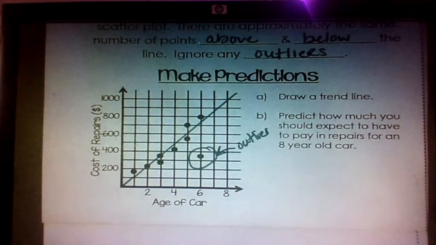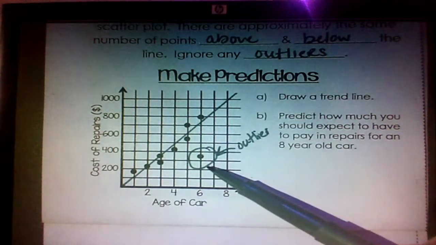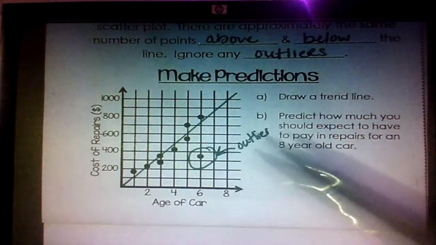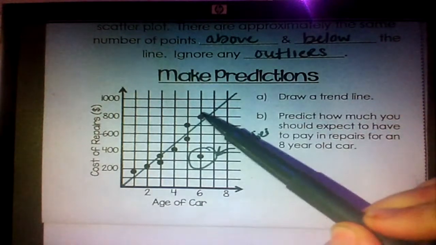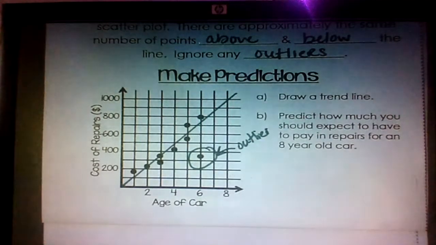So listen. Brenda asked why I drew my line through these 2 dots. Okay, it says you want to ignore your outliers. So I ignored my outlier that's here. That's my outlier. I have 3 points above my line and 3 points below my line. So that's as close as I can get it to be best fit for this data. I kept 3 dots above and 3 dots below.